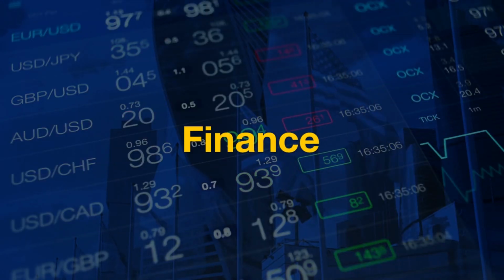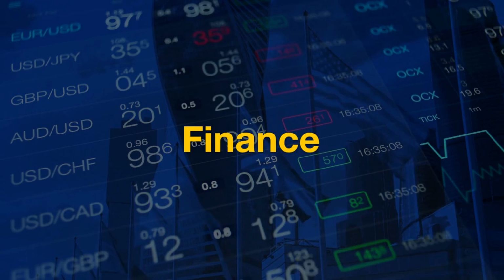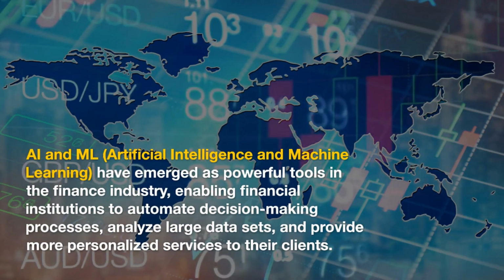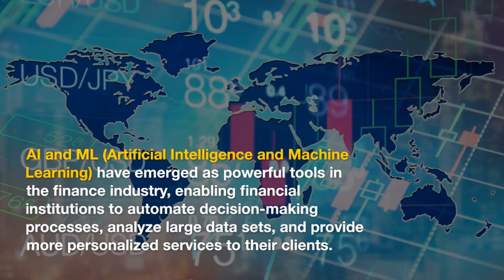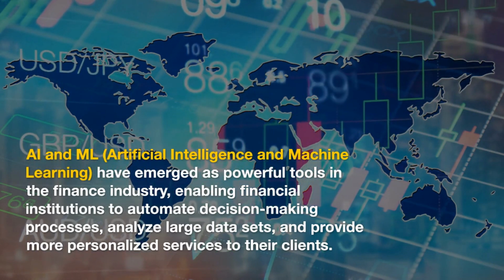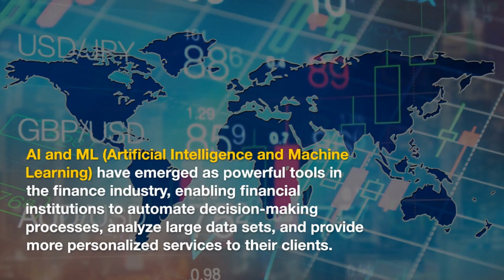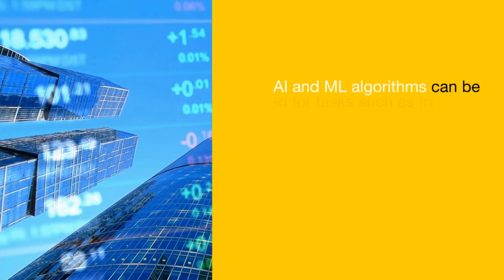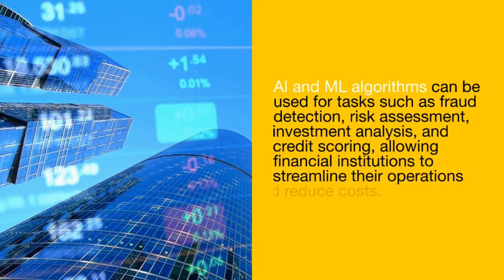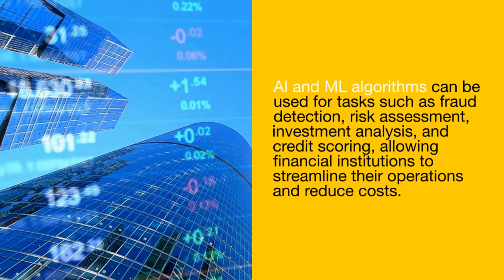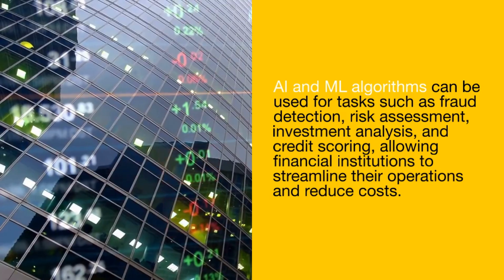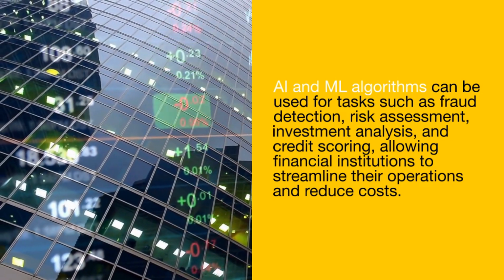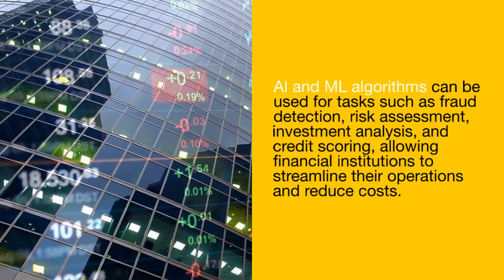Finance. AI and ML, artificial intelligence and machine learning, have emerged as powerful tools in the finance industry, enabling financial institutions to automate decision-making processes, analyze large data sets, and provide more personalized services to their clients. AI and ML algorithms can be used for tasks such as fraud detection, risk assessment, investment analysis, and credit scoring, allowing financial institutions to streamline their operations and reduce costs.